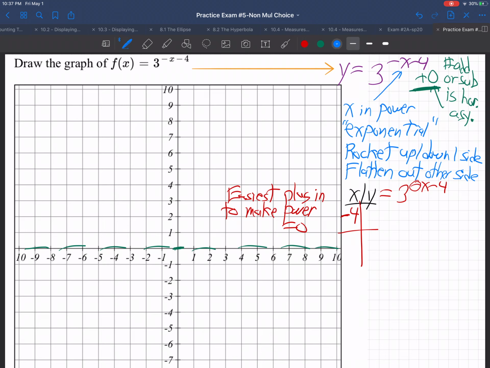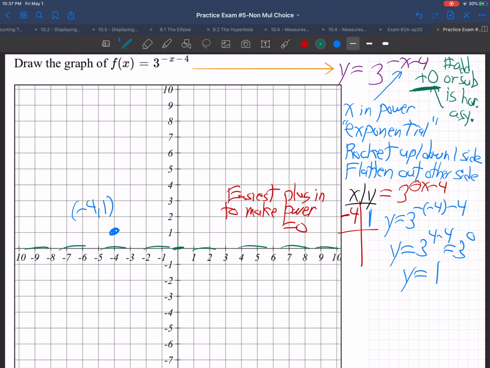And what do you get when you do that? You get y equals 3 to the minus negative 4 minus 4. That's 3 to the 4 minus 4. That's 3 to the 0. That's 1. Anything to the 0 power is 1. So that's back 4, up 1. There's our first dot. Back 4, up 1. Now we just need one more dot.